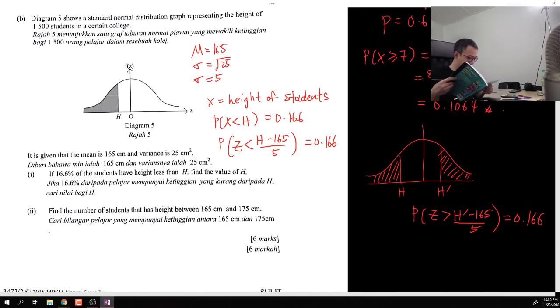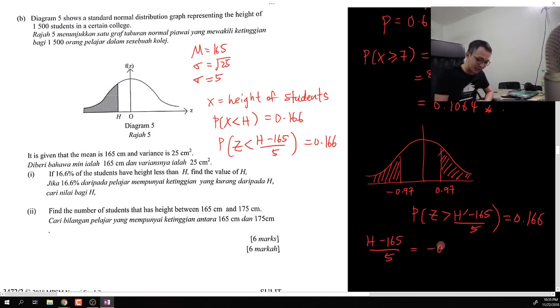My table will tell me 0.166 is 0.97. So therefore, I know this value here will be 0.97, so the original value here should be negative 0.97, right? Therefore, I will say h minus 165 over 5 equals negative 0.97. Then I can get my h easily by solving this equation.